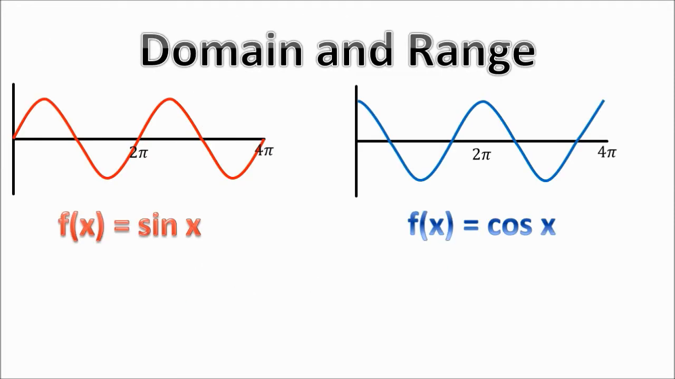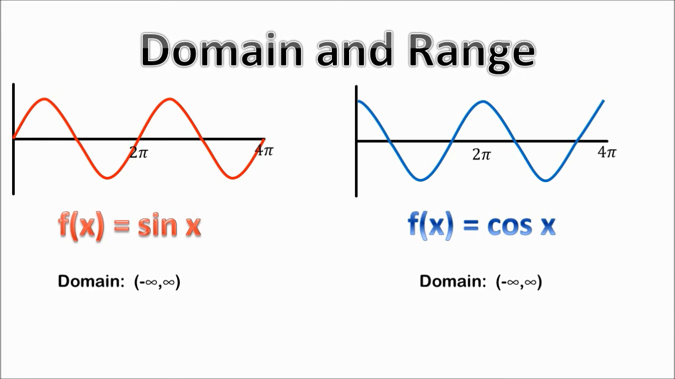So the domain and range of these functions, well, there's the sine on the left and cosine on the right. The domain and range for sine and cosine. So we'll talk about the domain first. Well, no matter what value I have going forward or backwards, those waves are going to keep going up and down to infinity. So the domain for each of them is negative infinity to infinity.